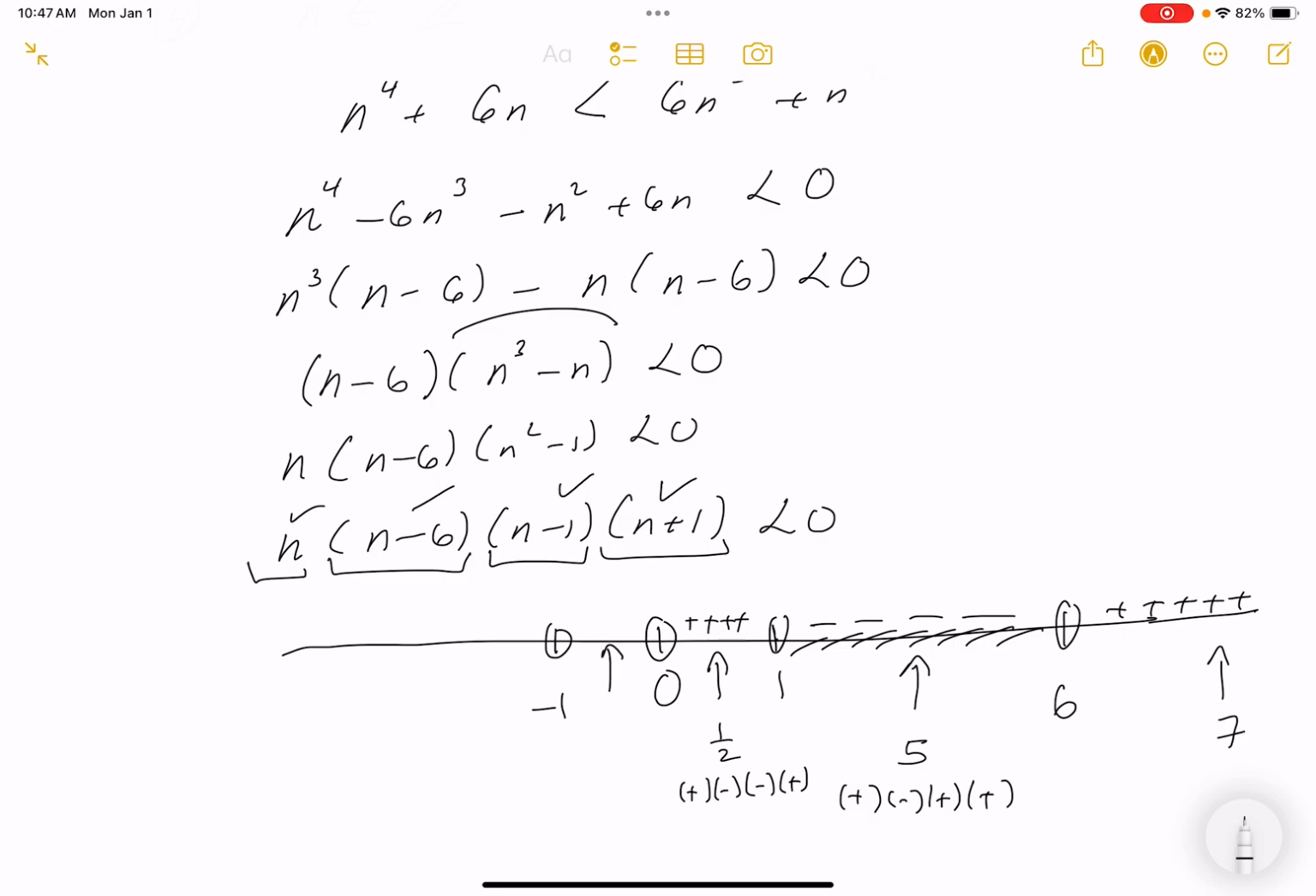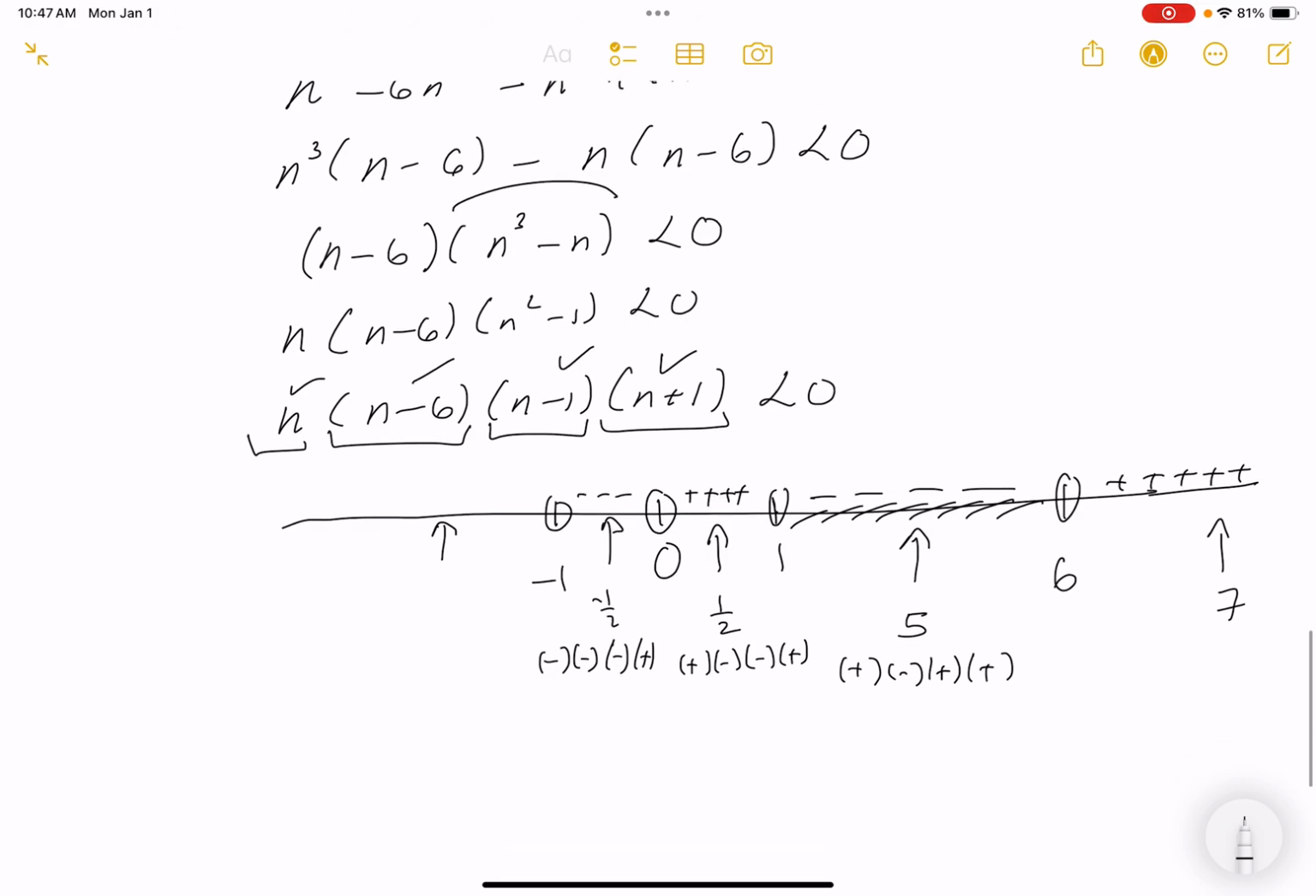It may seem ridiculous doing this because they're integers, but I still want to go through it. Minus 1/2. Plug it in. What do you get? Negative, negative, negative, and then you get a positive. Overall, that's going to be negative. Let's go below minus 1. By the way, this interval satisfies the inequality.